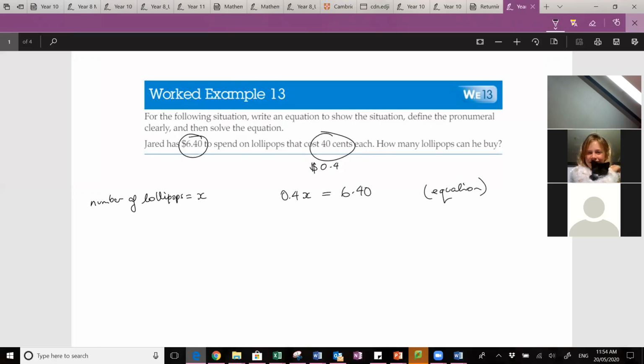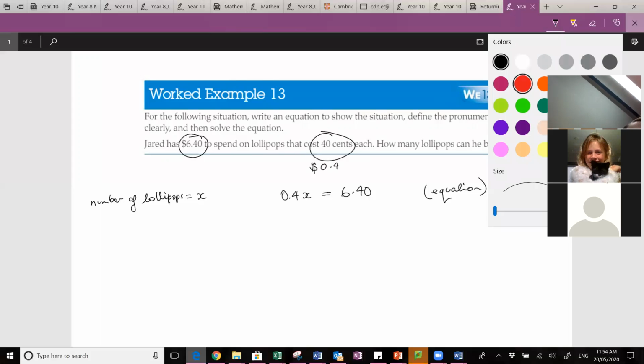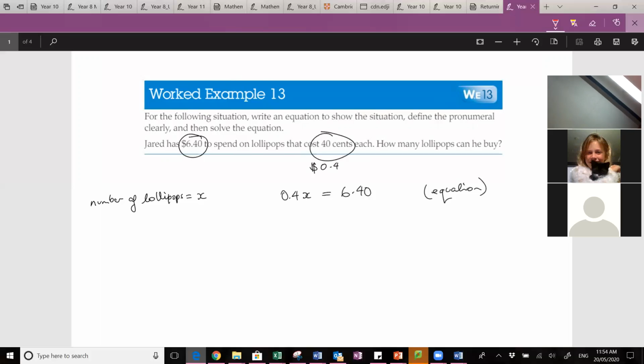Yeah? Cool. Okay. Now, you guys are very good at solving equations now. So how do we get that X on its own? What is it stuck with? What is the X attached to? 0.4. And how is it attached to the 0.4? Multiplied. Yeah, it's multiplying. So how do you unstick that? Divide. Yeah, we're going to have to divide it. Good job.